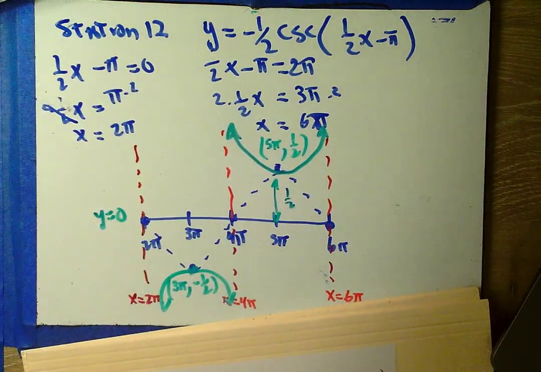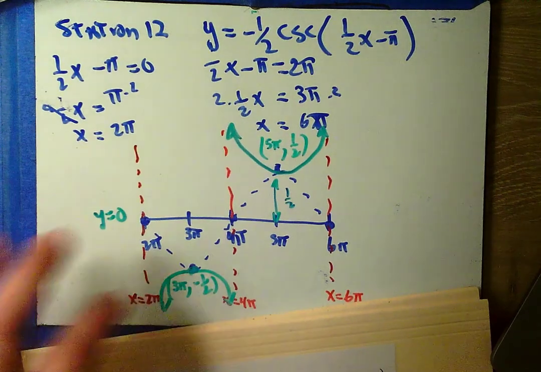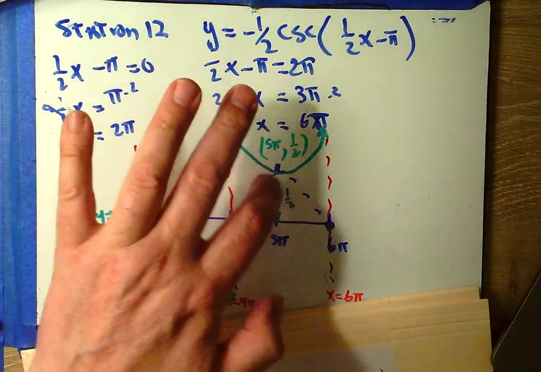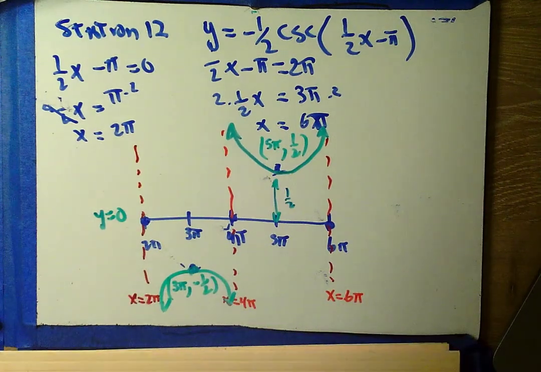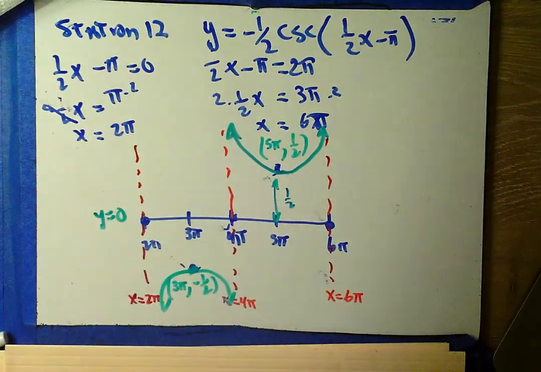And the green and red is the graph of our secant. Remember, this is not part of our graph. That's just a tool to help us with our graph. Okay, there's problem number station 12. Station 13 is a going backwards problem.